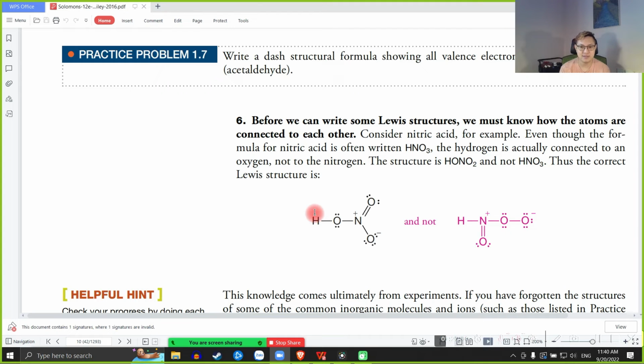So, consider the case of nitric acid, or HNO3. Even though the formula is HNO3, the hydrogen is not actually connected to the N, but to the O. How do we know it? Well, we just have to know it. So the structure is OH, or HO, and NO2, but not HNO3. Thus, the correct Lewis structure is like this and not that.